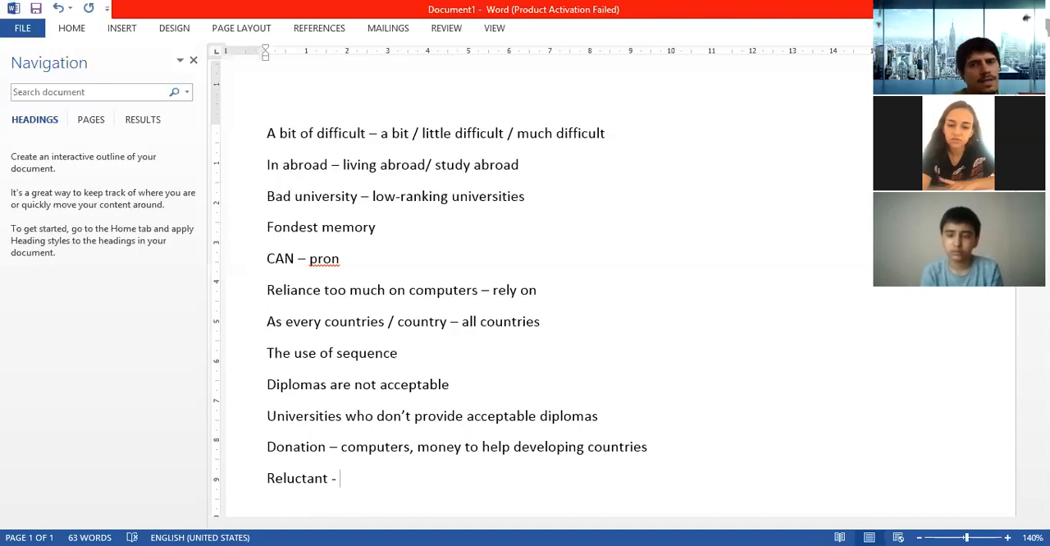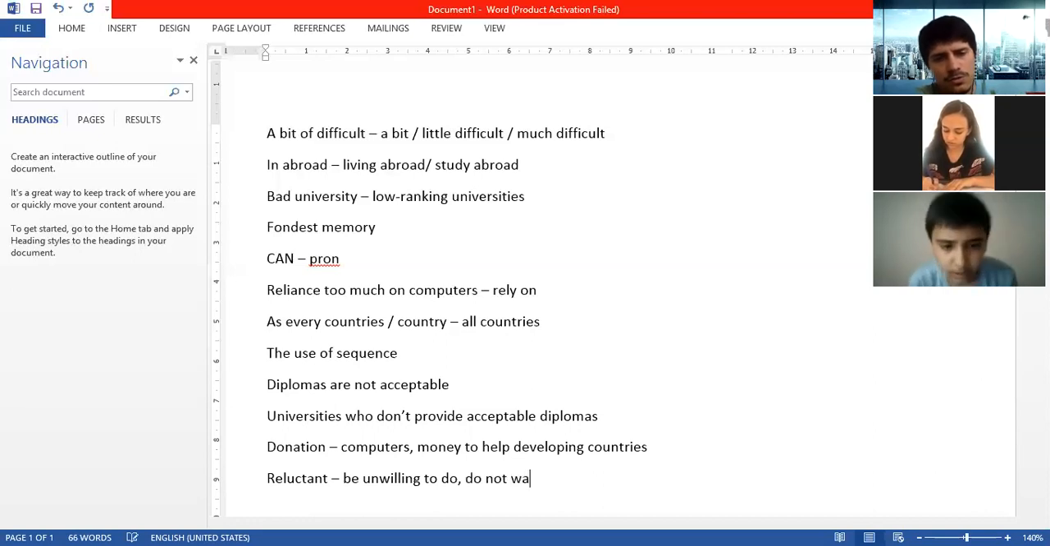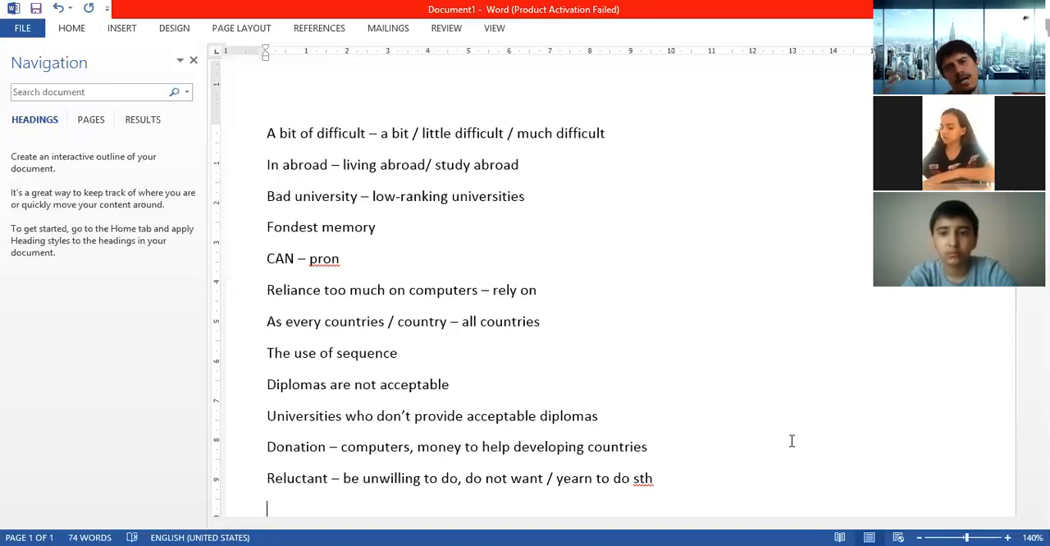Reluctant. Okay, reluctant. It means be unwilling to do, or let's say do not want or yearn to do something. All right. So I am reluctant to, let's say, study biochemistry. It means I don't want to study. I am unwilling to study biochemistry.